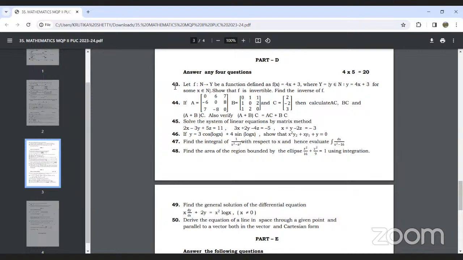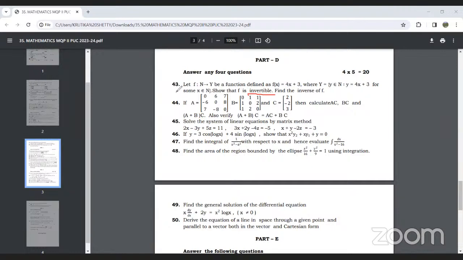If you show the function is one-one and onto, then the function will be invertible, and then find the inverse of the function. So if you show it is one-one and onto, it will be invertible, and then we can also find the inverse of the function. So the 43rd question, I'll be discussing it here. Pay attention and try to understand the method, because we can solve this by two methods.